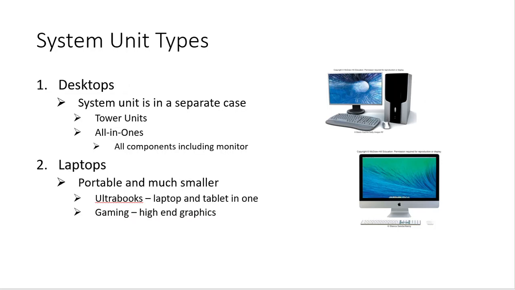Okay, next we move to system unit types. For desktop, the system unit is in a separate case. We have tower units, which means we have a separate CPU here. Another type is all-in-ones. All-in-ones have all components including the monitor, so everything is inside this.